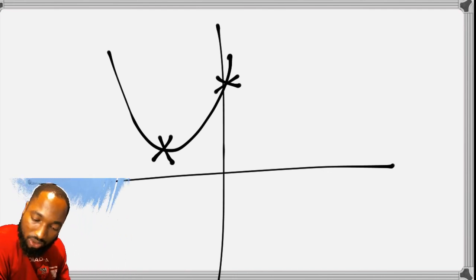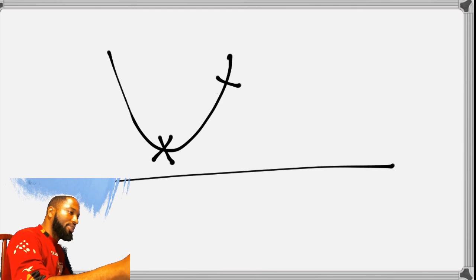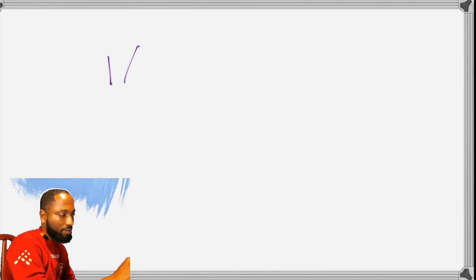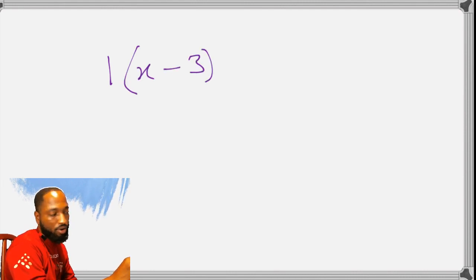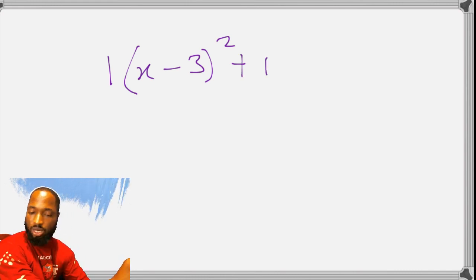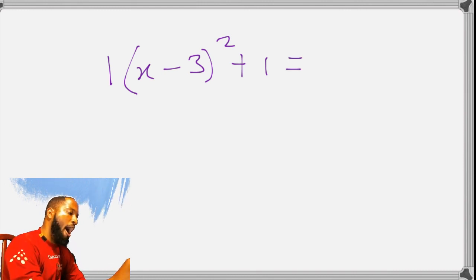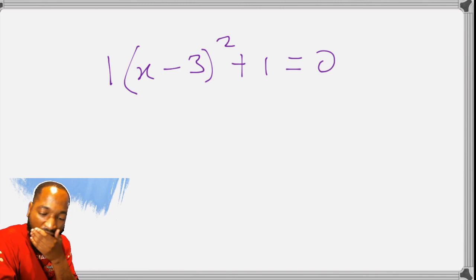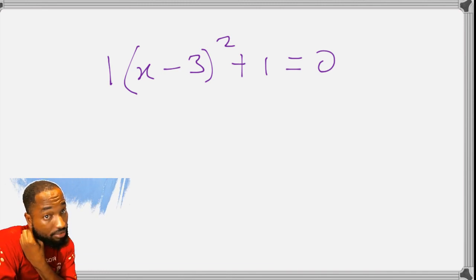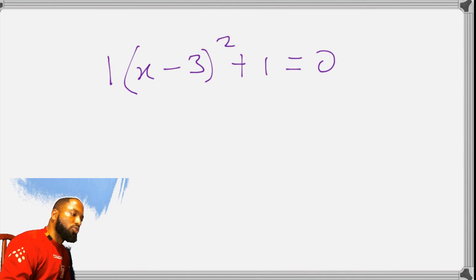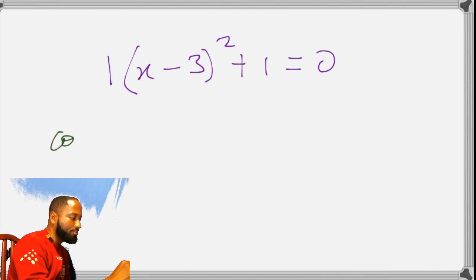So let's just copy what she has here. Hopefully, Amelia, you have the same thing too. Plus 1 equals 0. So we're taking this and we're drawing the graph of this. So you just need to get the coordinates of the minimum point.